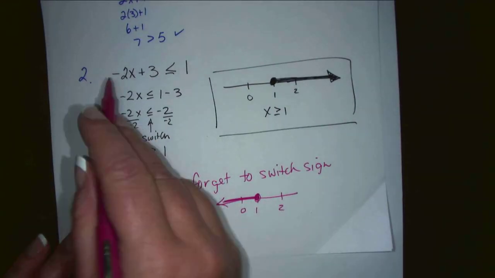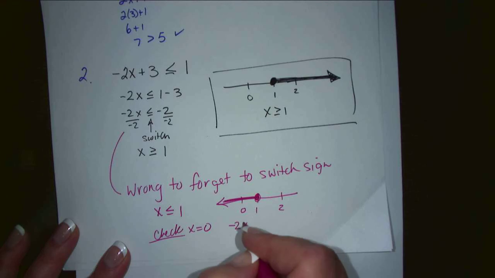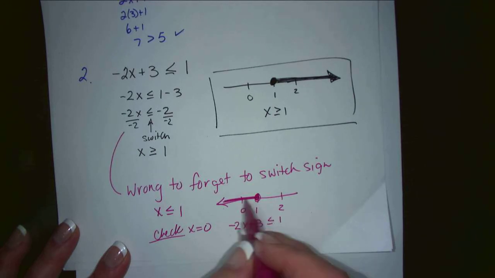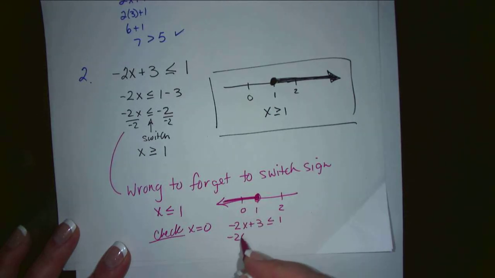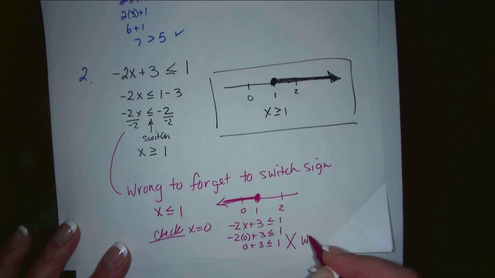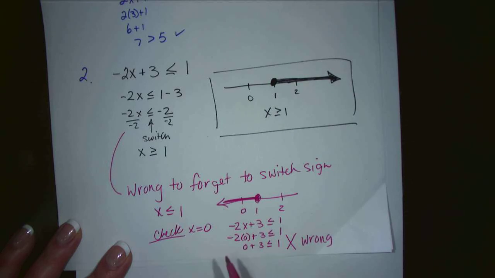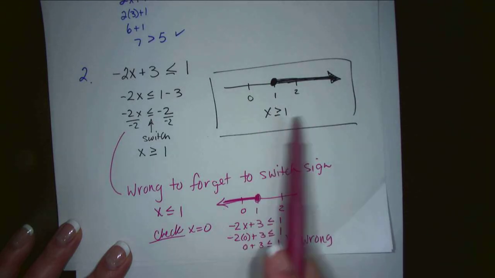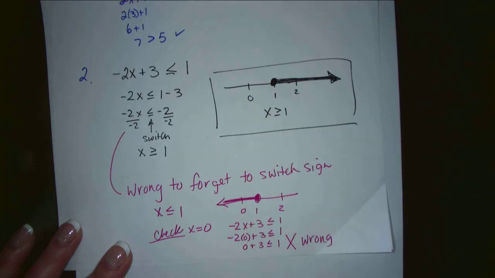Plug it into the original equation. So we're plugging 0 in, so minus 2 times 0 plus 3, 0 plus 3, is 3 less than 1? No. Why is it wrong? Well, we went the wrong way. So if you then tried 2, 2 would end up working. Okay, the other side, the correct side would actually work, the wrong side won't work.